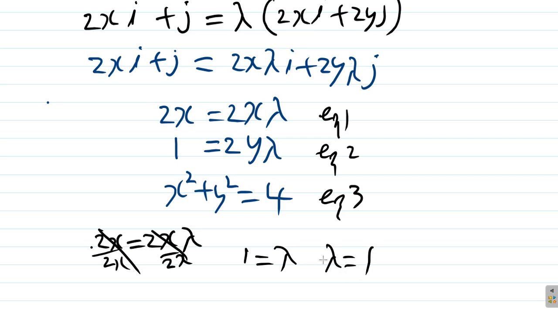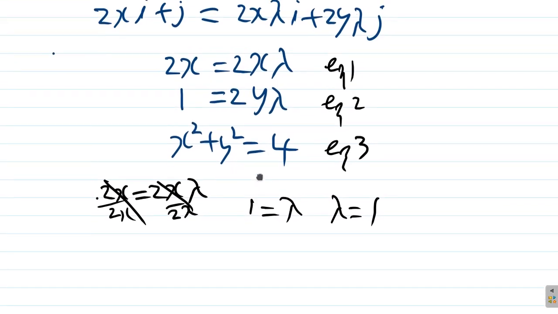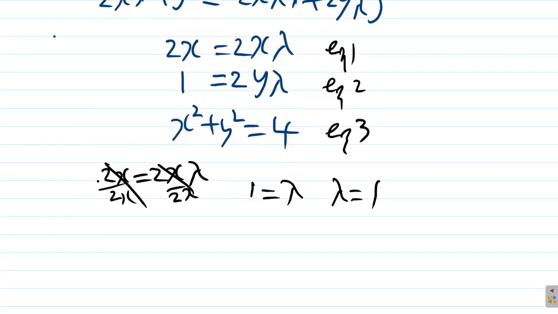And in fact, it shows that both of the vectors, the gradient vector for the function and the gradient vector of the constraint, have equal magnitudes as well. So the magnitudes are equal. It's positive 1. Since lambda is 1, we can say 2x is equal to 2x. But that won't help us too much.